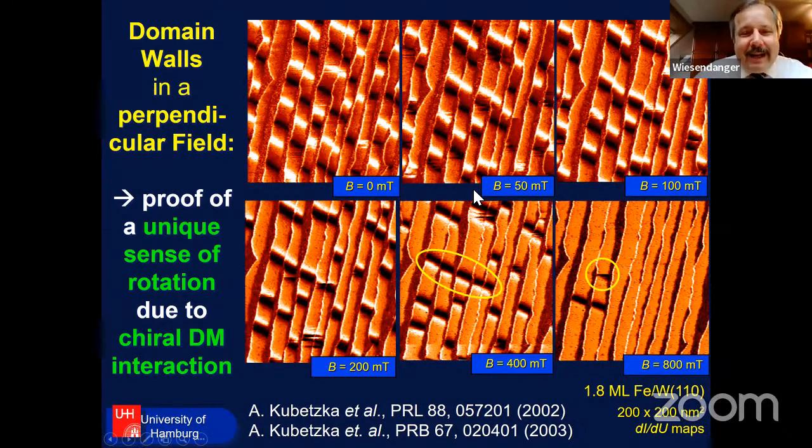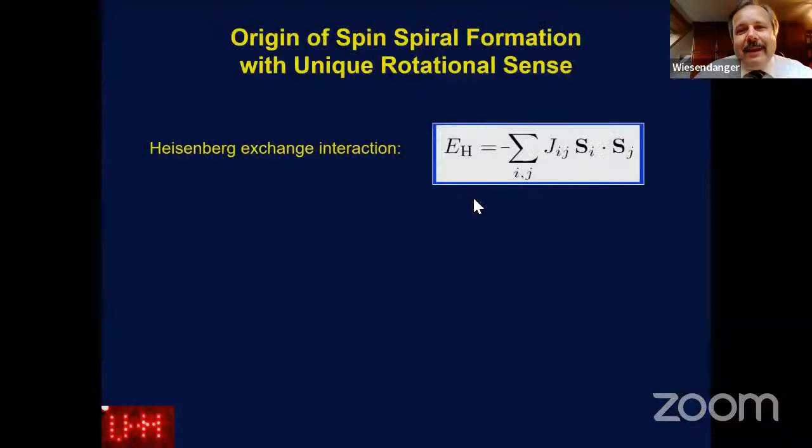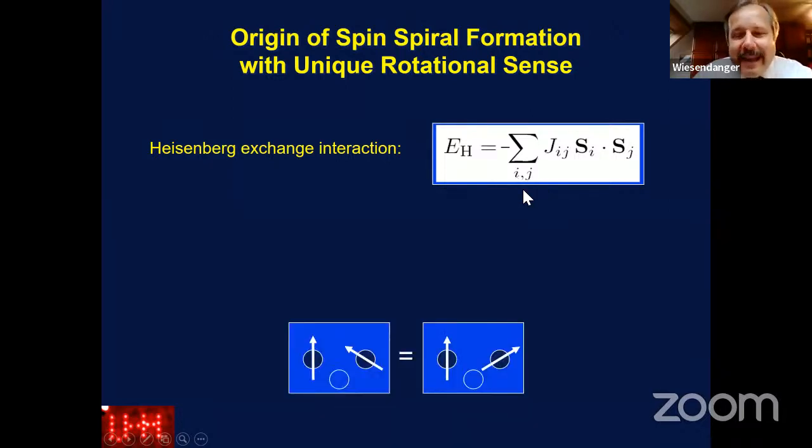But for us, really, I have to be honest, at that time, it was quite a puzzle. Of course, if you consider the Heisenberg exchange interaction, which we all know about, you have the scalar product of spins at sites i and j. You have the exchange constants J_ij. You sum over all pairs ij, and you find immediately that, for instance, these two spin configurations would be degenerate in energy. You cannot distinguish in energy between these two configurations, which refer to an anti-clockwise and a clockwise rotated system.